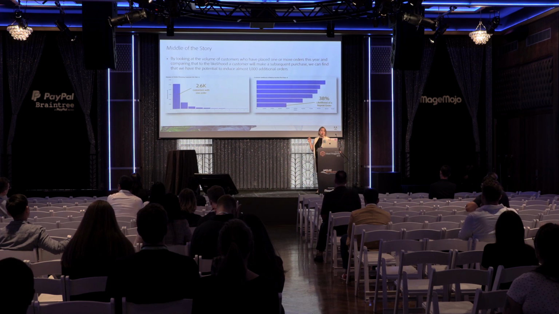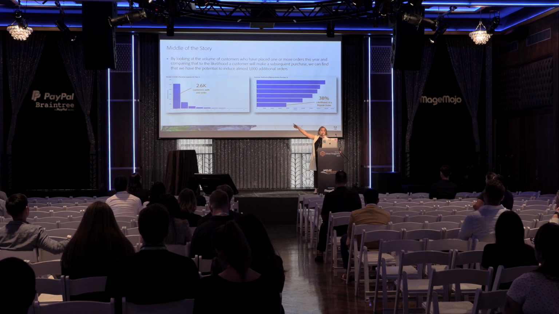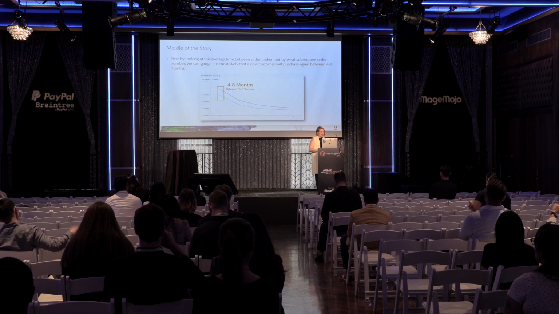By looking at the volume of customers, by looking at this chart here, I can see how many customers have placed one order this year. It's about 2,600 customers. And then looking at the likelihood that they're going to convert again and make a second purchase, I can see that we have about 1,000 more orders that could be placed this year by those customers.